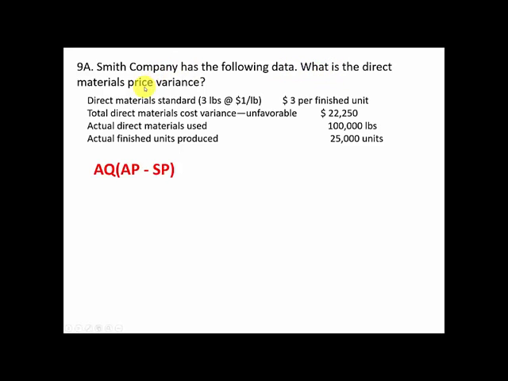Okay, here's the price variance formula. It's actual quantity times the difference between the actual price and the standard price. So let's figure this out.